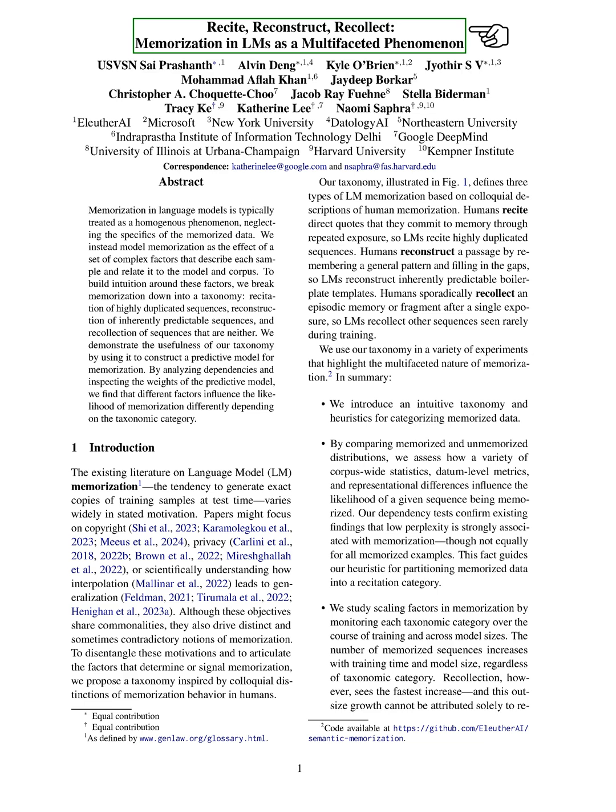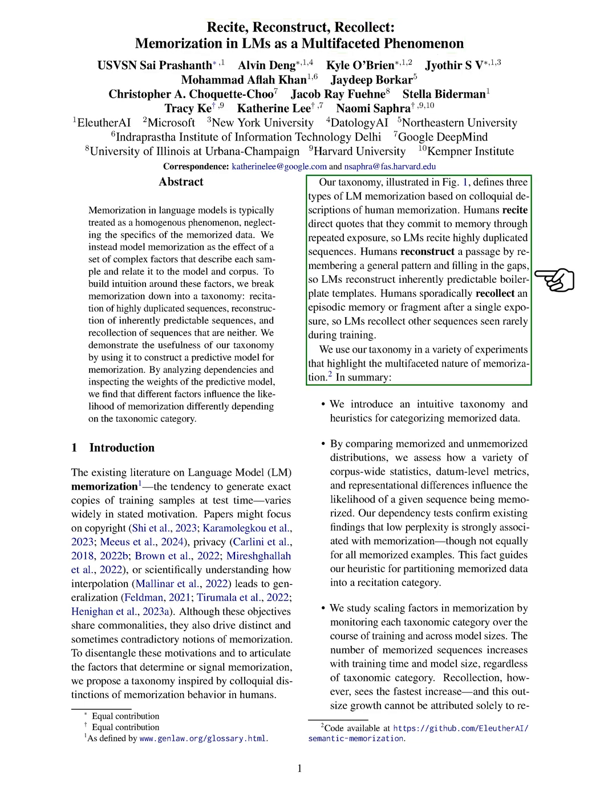Section: Introduction. In this section, we introduce a taxonomy to categorize language model (LM) memorization behaviors based on how humans memorize information. We identify three types of LM memorization: recitation, reconstruction, and recollection, which correspond to how humans recite direct quotes, reconstruct passages based on patterns, and sporadically remember fragments, respectively. We conduct experiments to explore the complex nature of memorization.